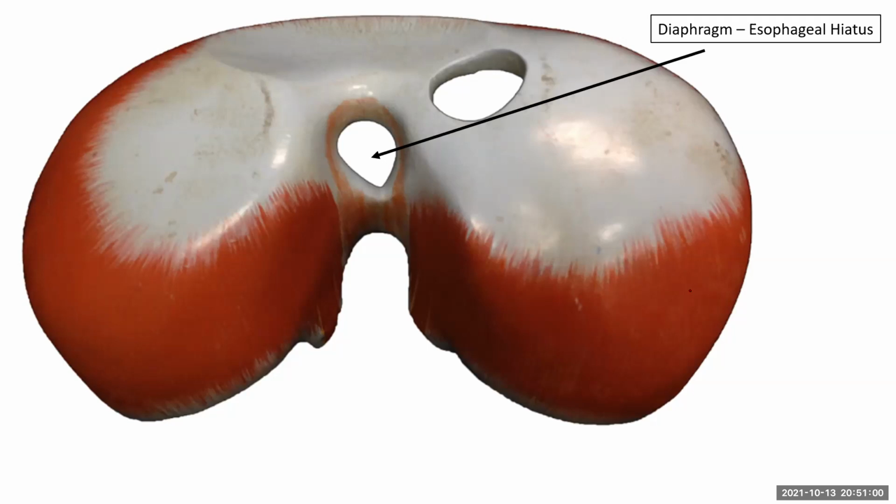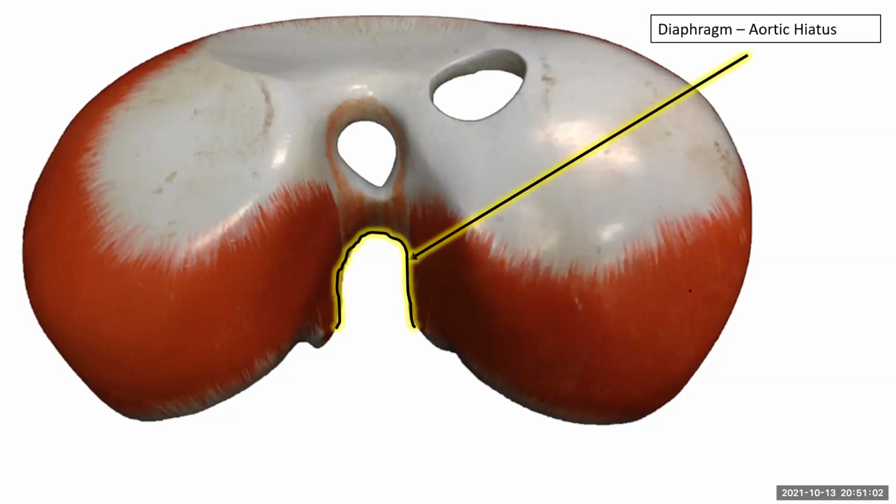And then we've got one other structure here, right there. That's the aortic hiatus. That's where your descending aorta, the blood vessel that carries oxygenated blood, travels down into your abdominal pelvic cavity and then starts giving off branches so we can supply all the tissues in the lower half of your body. So that is the aortic hiatus.